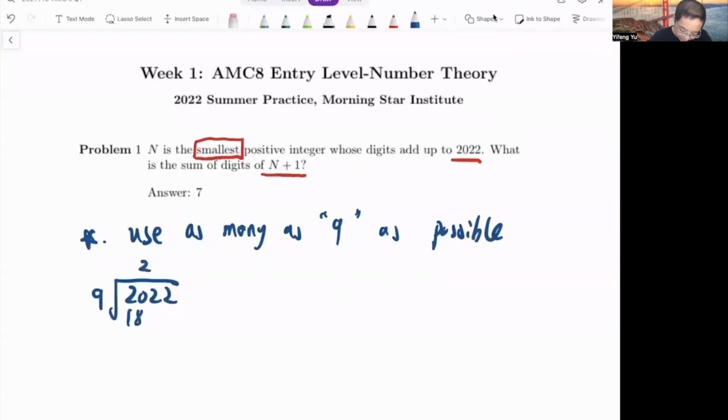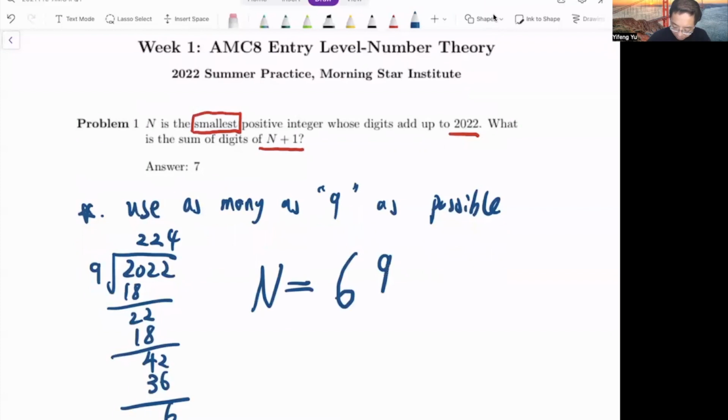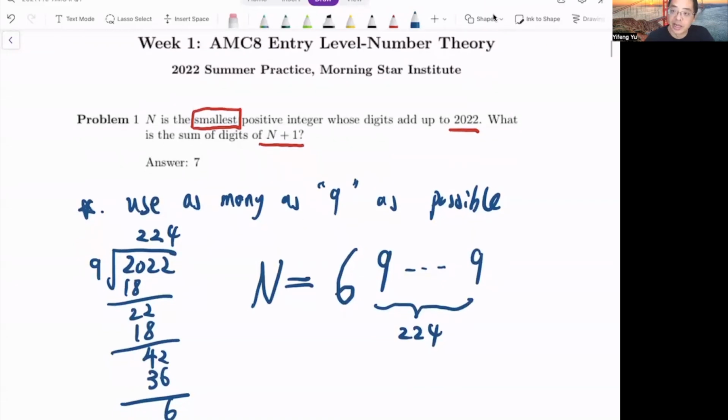So here is 18, 22, so it's 2. Again, this 18, and this is 42, and then we have 4, 6. So the remainder is 6, right? From here, we know what n should be. Because we want the smallest, we should put a 6 in the front, and then the 9s. How many 9s should we use? We should use 224 nines. So that is the smallest n we can get.